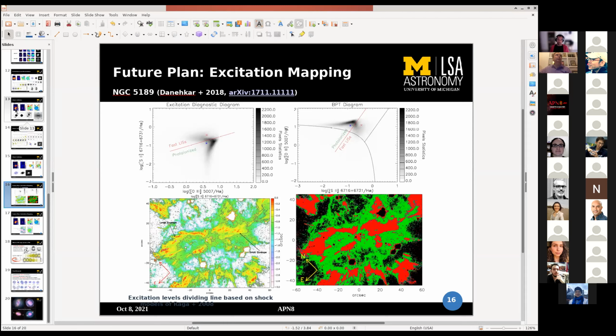Okay, thank you. Stavros, you have a question. Yeah, thank you. I would like to ask about this specific object, 5189. How certain are you about distinguishing the mechanism that is responsible for the low ionization lines? Because these are spaxel by spaxel analyses and not 1D degraded spectra.